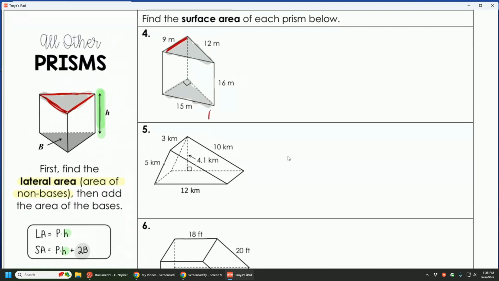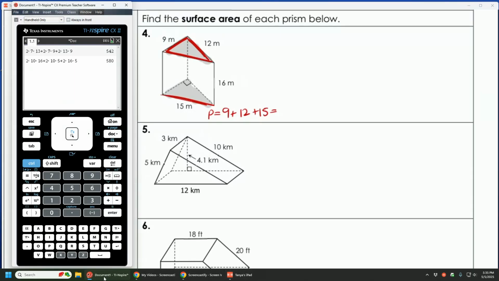I'm going to do this towards the bottom. One side is 9. One side is 12. Then I would want this third side. I don't see it marked, but since I know that the bottom is congruent, it must be 15. Okay, so let's add all 3 of those together. Oops, I mistyped. That was a big number. There we go. That gives me 36.